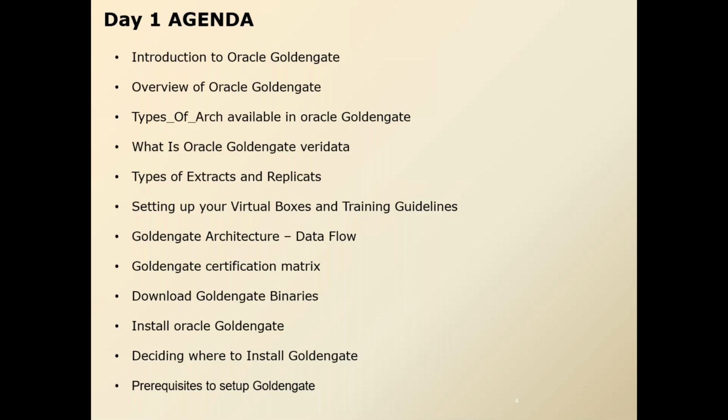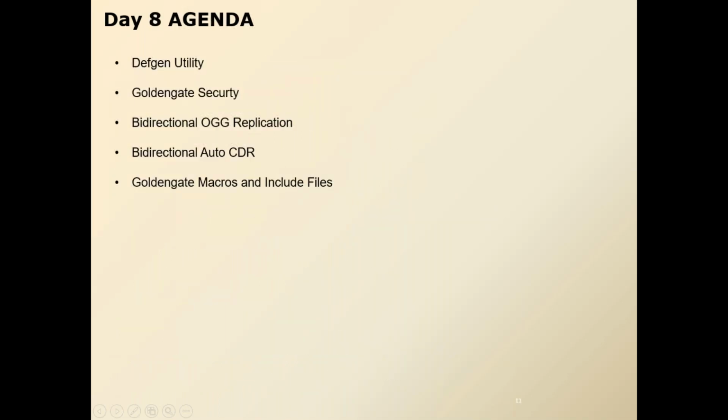What are the things you need to keep in mind before installing Oracle Golden Gate? We'll be discussing how to check certification metrics, how to download Golden Gate binaries, and then perform Golden Gate installation. Next we'll be discussing deciding where to install Oracle Golden Gate, like what is Golden Gate Hub. We are going to discuss that as well during the session. Then prerequisites to set up Golden Gate. If time permits, we'll include this part as well. Okay, so this is the day one agenda. Today we are going to discuss that. So are we all set? Let us start.